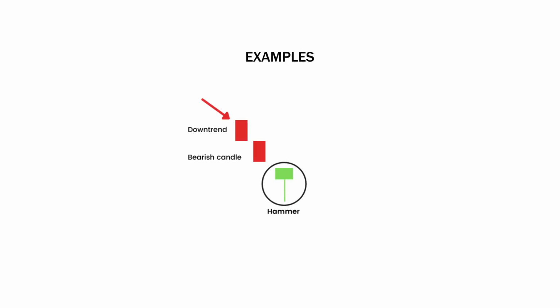Let's explore an example. In this example, price goes down and takes support in the shape of a hammer candle. It will give us a signal to take a buy trade here. Stop loss must be placed below the hammer candle.